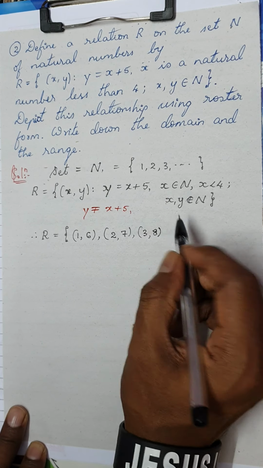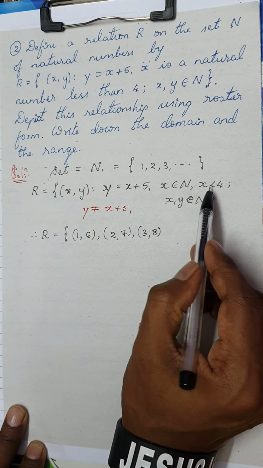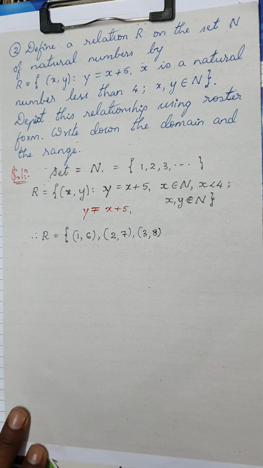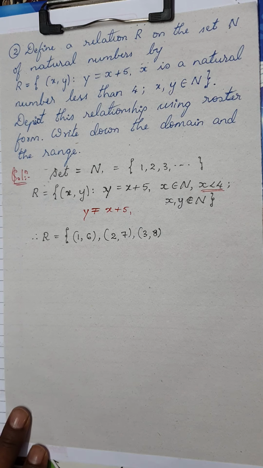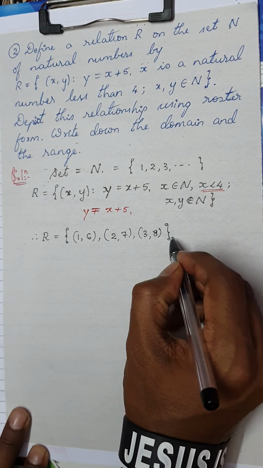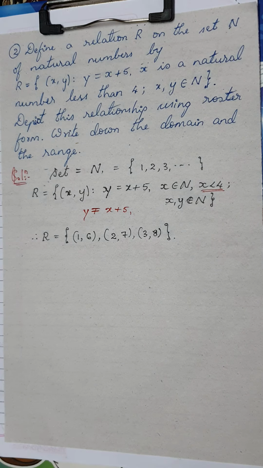Now, remember, I cannot put x equal to 4 and so on because the condition strictly says x is less than 4. Okay. So that means this concludes our relation. This itself is the relation. Very simple question, very, very simple question. Now, once this is ready, you can easily write the domain and range, isn't it?